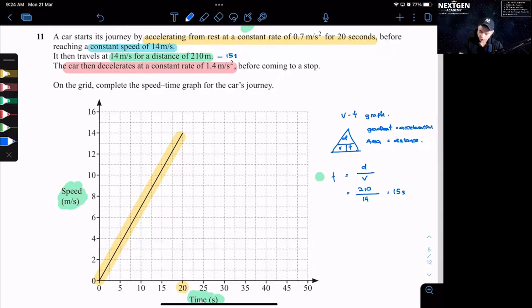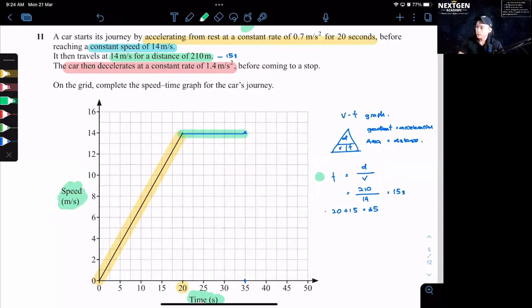So it travels for 15 seconds at 14 meter per second for a distance of 210 meters. The previous part is 20 seconds, so the time will be 20 plus 15, because we want to know until what time it travels. So 35 seconds, right? Let's see, where's 35? Over here. So I have to draw over here. This is for the green color section.